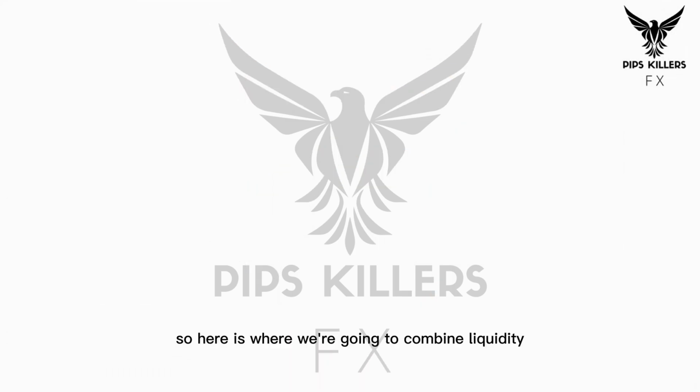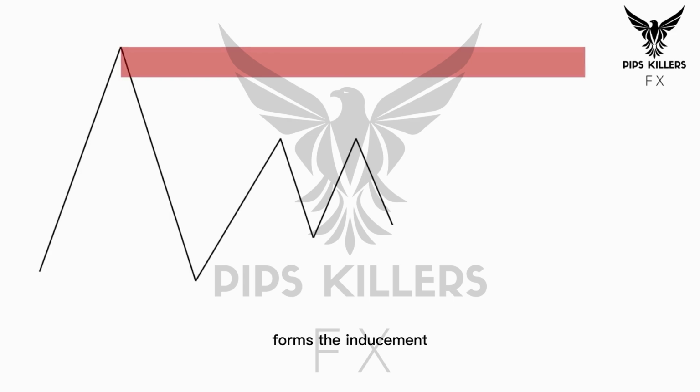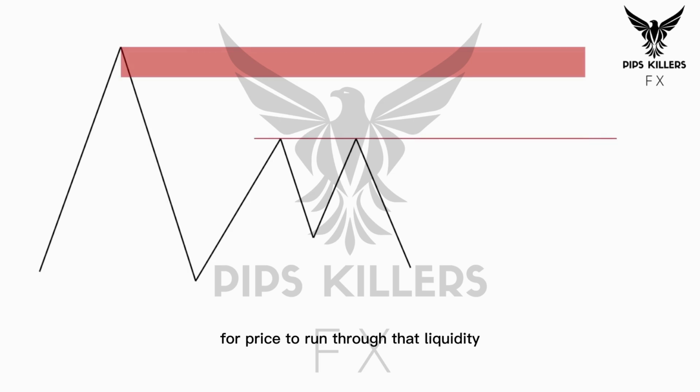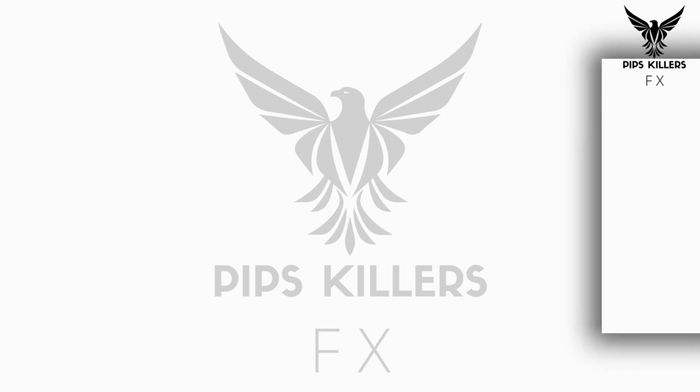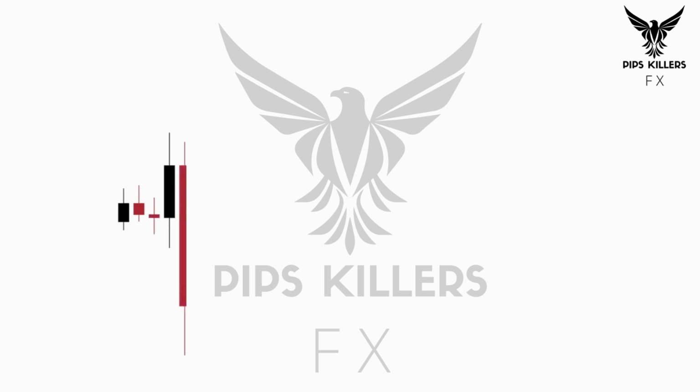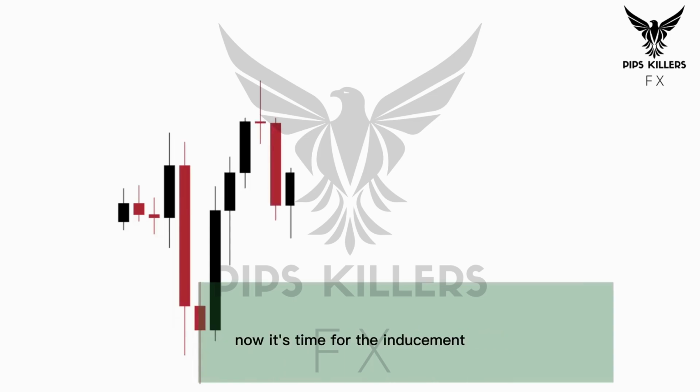So here's where we're going to combine liquidity and our order blocks. Here you have your point of interest, which would be your order block, and price approaches, forms the inducement, and forms liquidity. Now what you're waiting for is for price to run through that liquidity and reject from your order block, forming your purge. You have your point of interest being formed. Now it's time for the inducement.